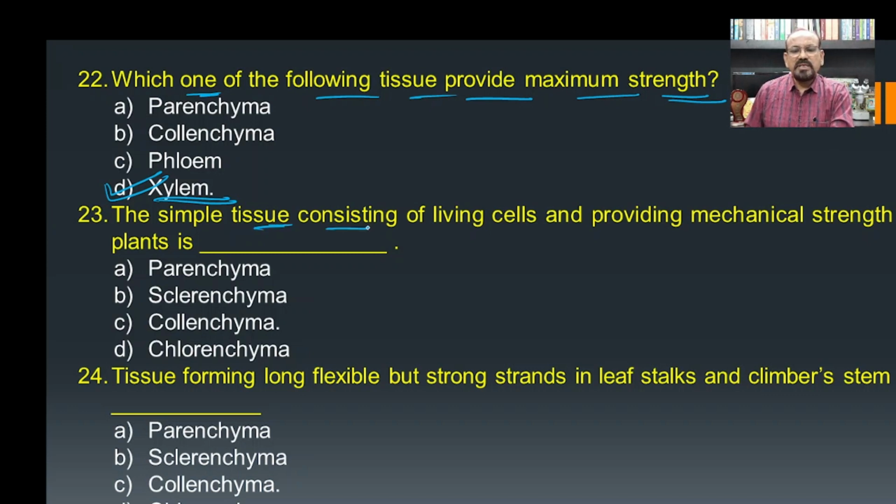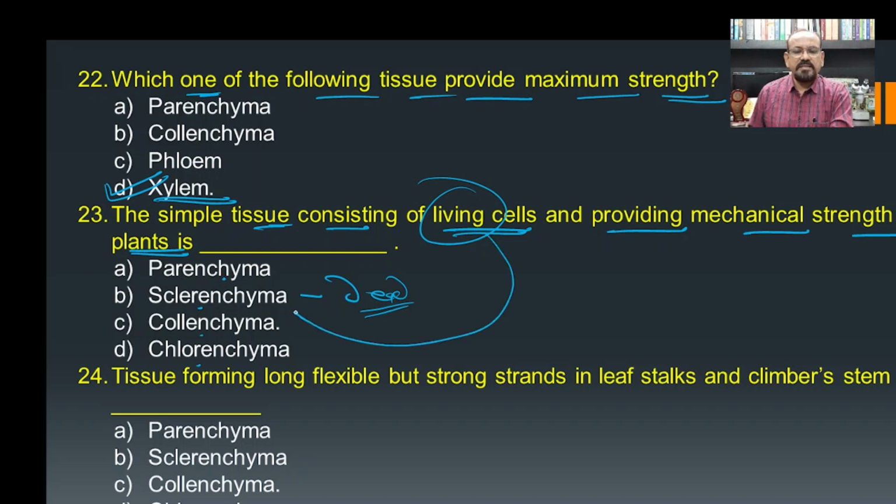A simple tissue consisting of living cells and providing mechanical strength to the plant is: if you see the simple tissues, that is the parenchyma, sclerenchyma, collenchyma, then chlorenchyma. So among these simple tissues, the one which is living, because the sclerenchyma is dead but provides mechanical support, and hence the living cell which provides the support or mechanical strength becomes the collenchyma, and hence C will be the correct answer for this question.